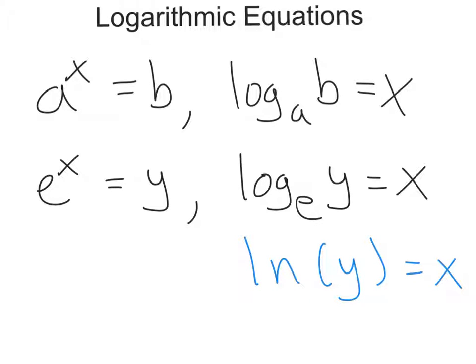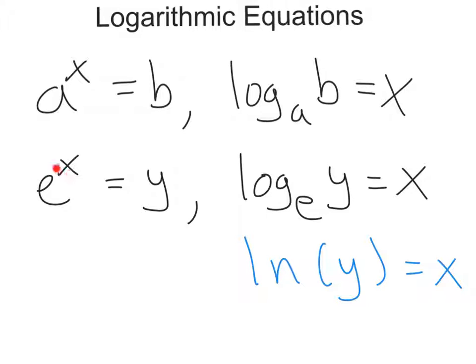This video is about logarithmic equations, and logarithms are inverses of exponentials. So if you have an equation a to the x equals b, you can rewrite that with the logarithm as log base a of b equals x. This is essentially the power that you raise a to get b. Logarithms are mostly for solving equations that have variables in the exponent.